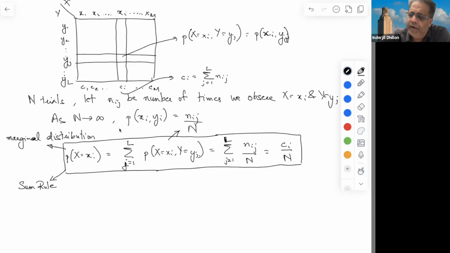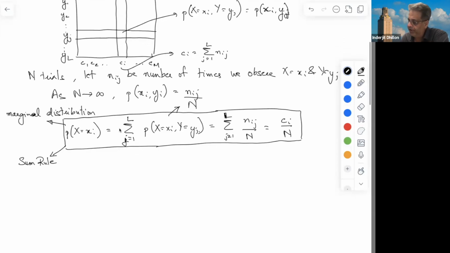Other than marginal probabilities, another important concept is conditional probability.